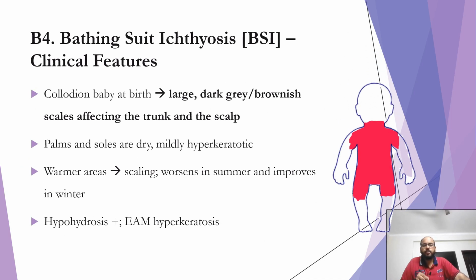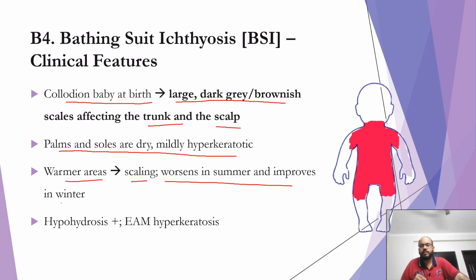The clinical features include collodion baby at birth, and as the baby ages, large dark grey-brownish scales that affect the trunk and the scalp, but majorly the covered areas. The palms and soles are dry and mildly hyperkeratotic. The warmer areas show scaling which worsens in summer and improves in winters, and there can be hypohidrosis, especially of the external auditory meatus. So there can be hyperkeratosis over the ear. The external ear canal can show hyperkeratosis.